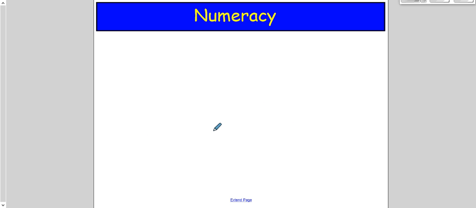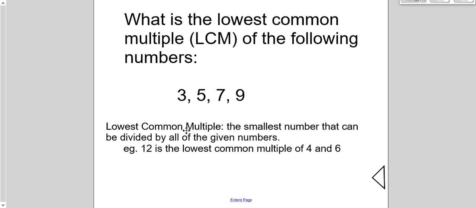Okay, just to remind you a little bit about numeracy too, so that's also very important. These are just some basic skills that you're expected to know. So let's just go over a few of them. The first one being what an LCM is. So a lowest common multiple. So if we had the numbers 3, 5, 7, and 9, what would be my lowest common multiple?